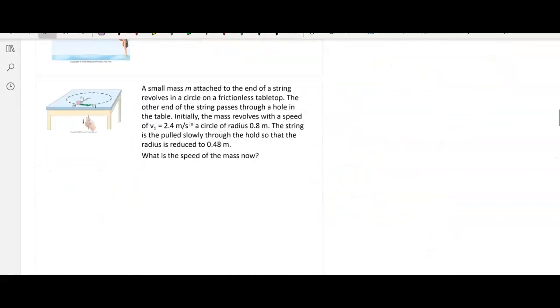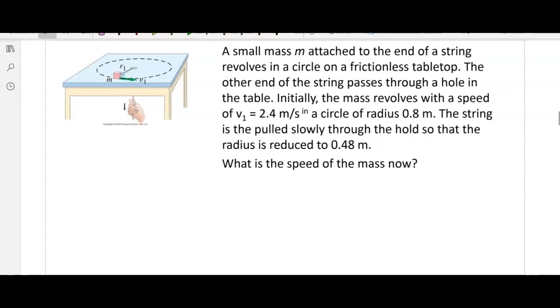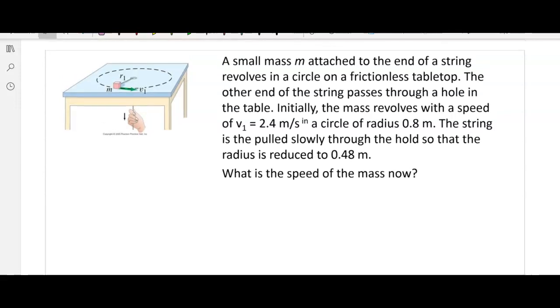Let's take another look here. Right. So I have a small mass attached to a string. It goes in. Let's see how to do this. I'm going to change this to 0.40 instead of 0.48. So let's talk about how you do all momentum problems. Free body diagram makes up everything.